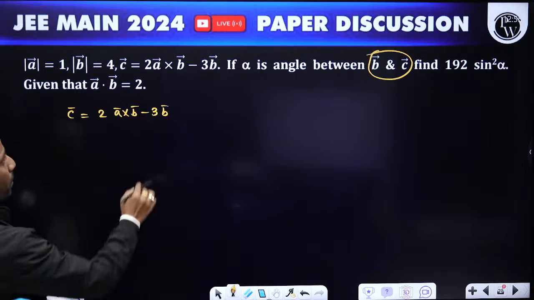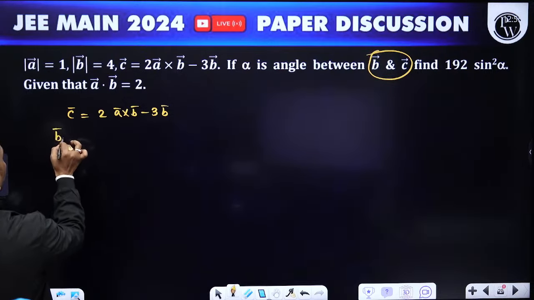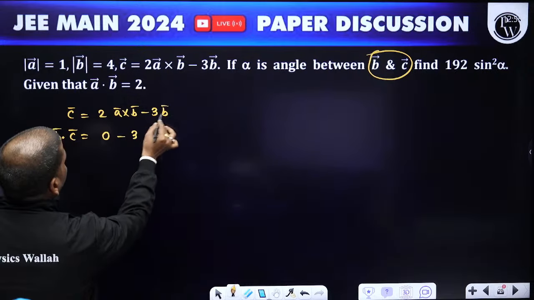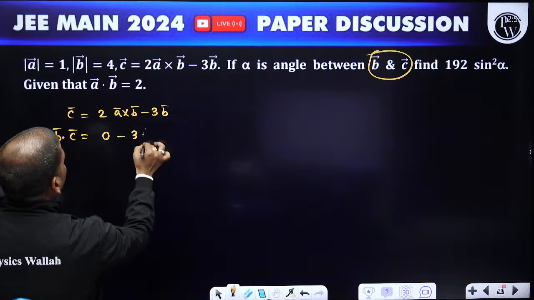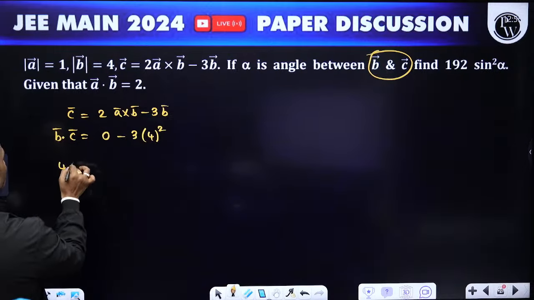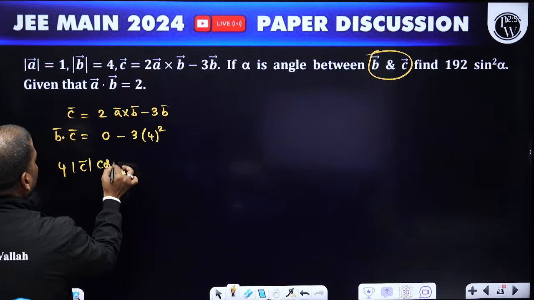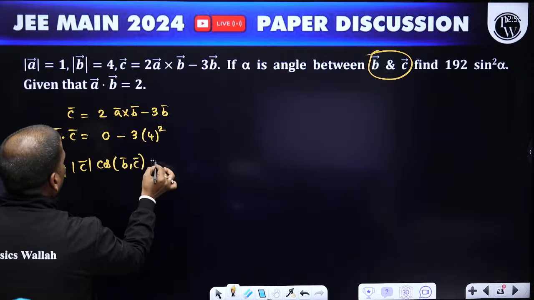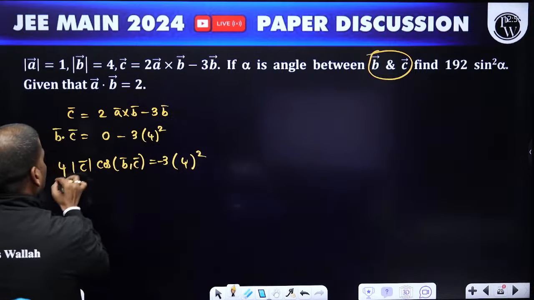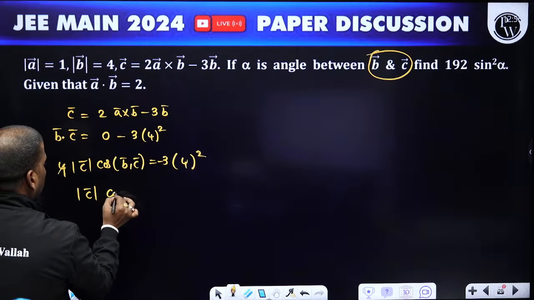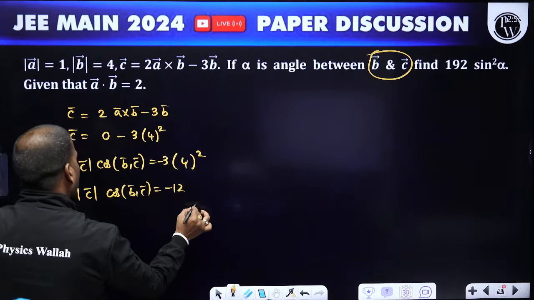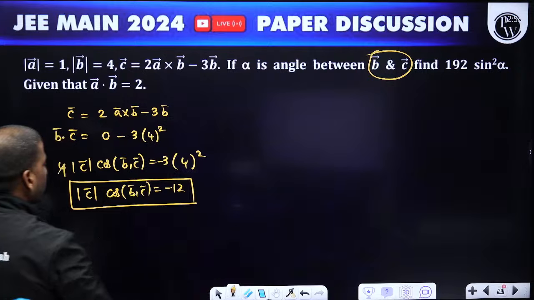We will take B and C, na? Take a cross product, dot product by B, B dot C. This will be 0. Minus 3 times B dot B. So B dot B means 4 square. So mod B, that is 4, mod C, cos of angle between B bar and C bar, which is equal to 3 times 4 square minus 3. 4 got cancelled. Mod C cos angle between B and C, which is equal to minus 12. So this is what it is, right?